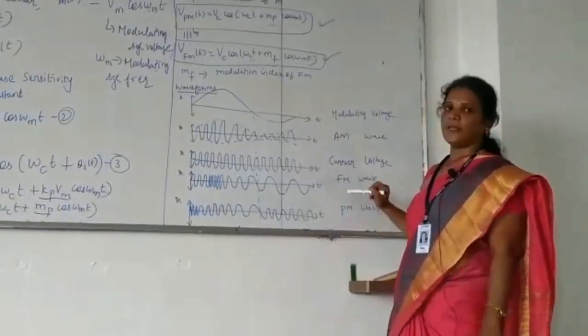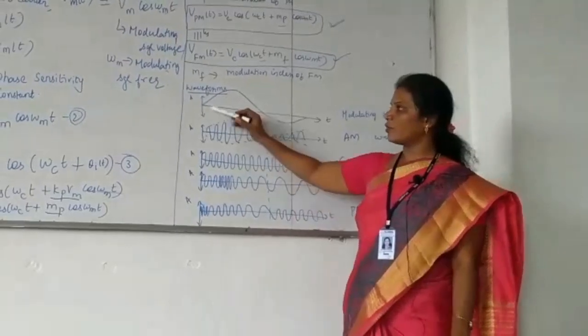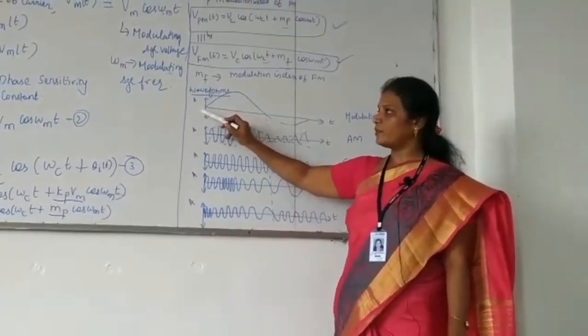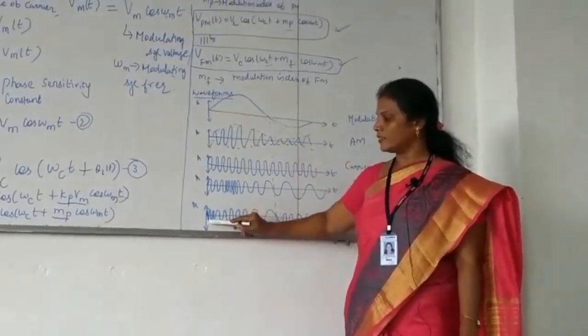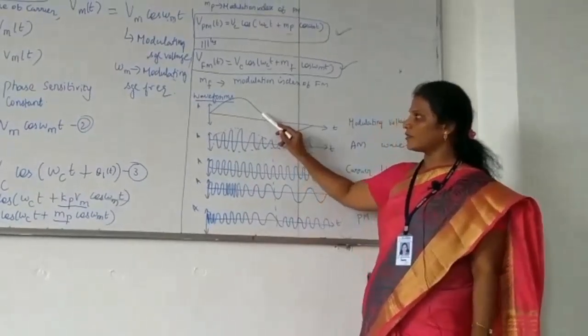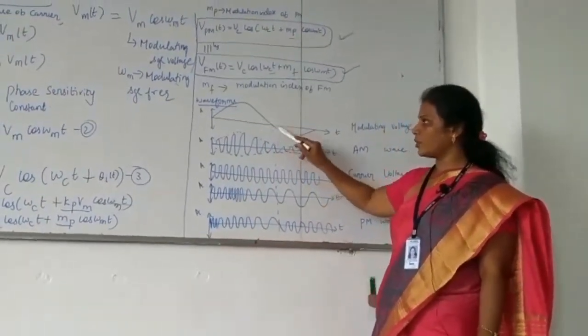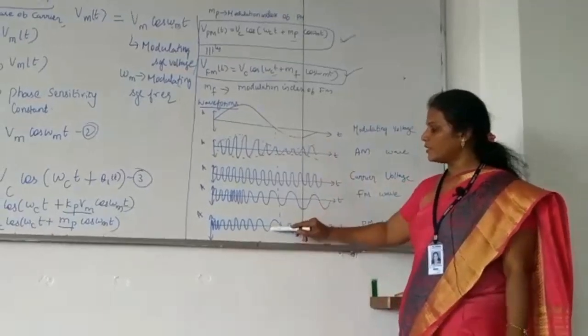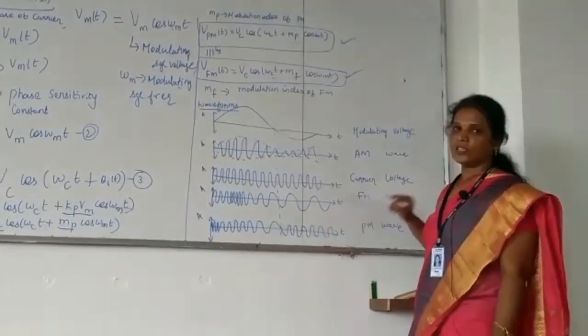The fourth waveform is the PM waveform. In the PM waveform, if the modulating signal voltage changes its phase from negative to positive, there is an increase in frequency. Similarly, when the modulating signal voltage changes from positive voltage to negative voltage, there is a decrease in frequency. This is called the PM wave.